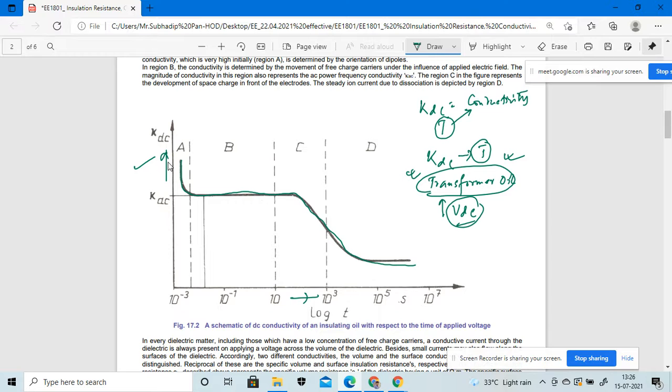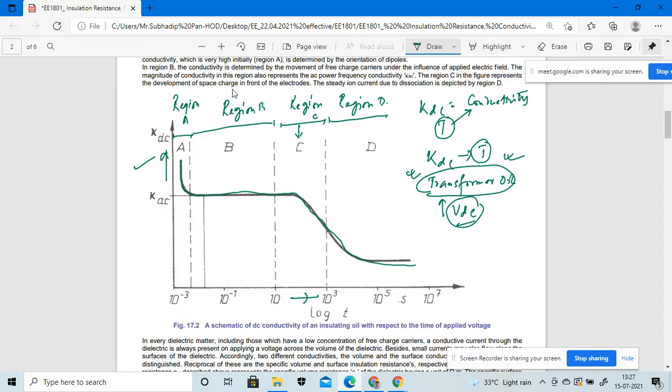So that is the schematic diagram for the transformer oil, showing its insulation resistance. These are the various regions for certain values of time, showing the effect on the dielectric. This part should be considered as my region A. From this part to this part is region B. This part to this part is region C. And from this part to this part we consider region D. So we are dividing into four different regions for considering the conductivity of a transformer oil.